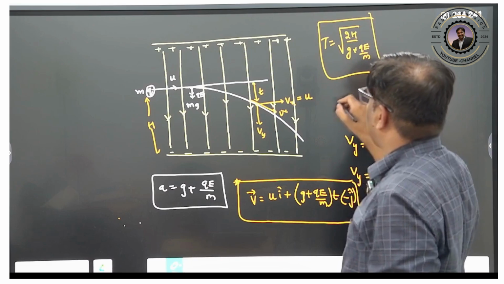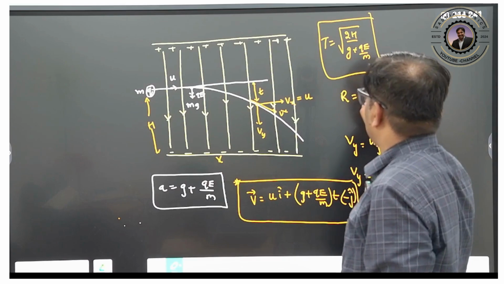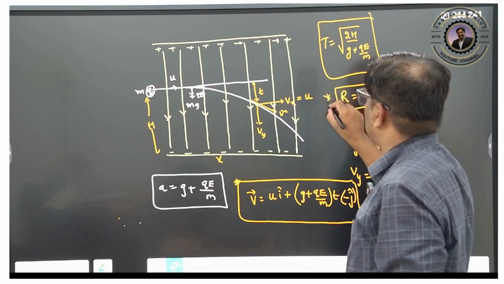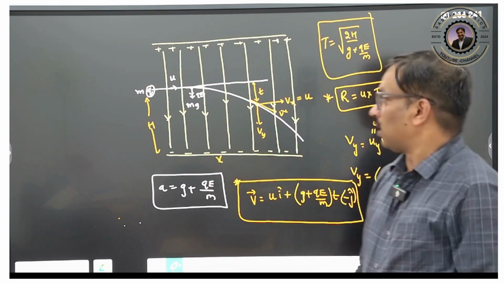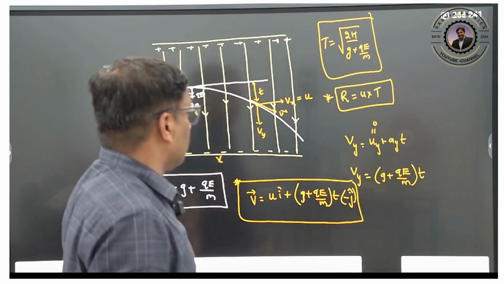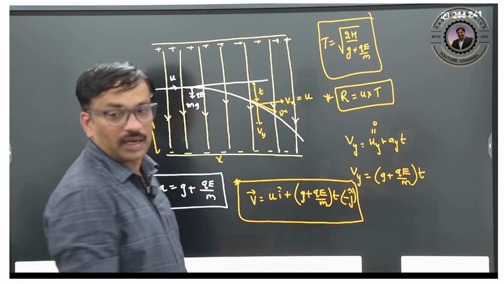So what will be the range now? At what distance it is going to hit, that is nothing but the range, which is u into t. So this is your range, the horizontal distance. Clear? So this is like a horizontal projectile motion. Even instead of time, you can calculate in terms of displacement also. Clear?